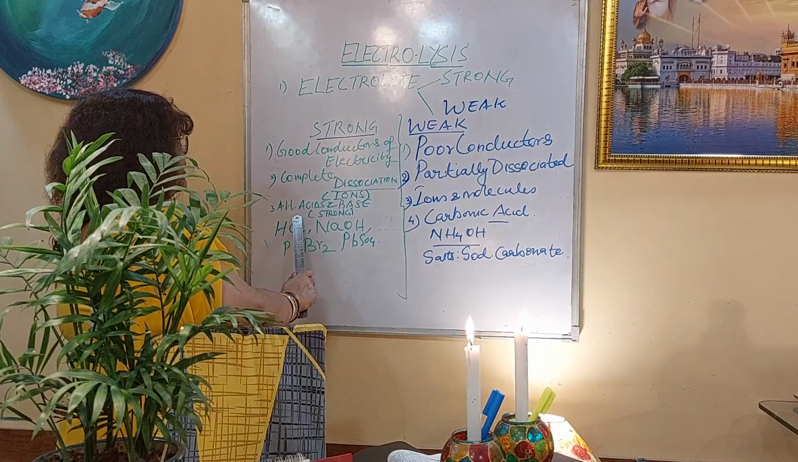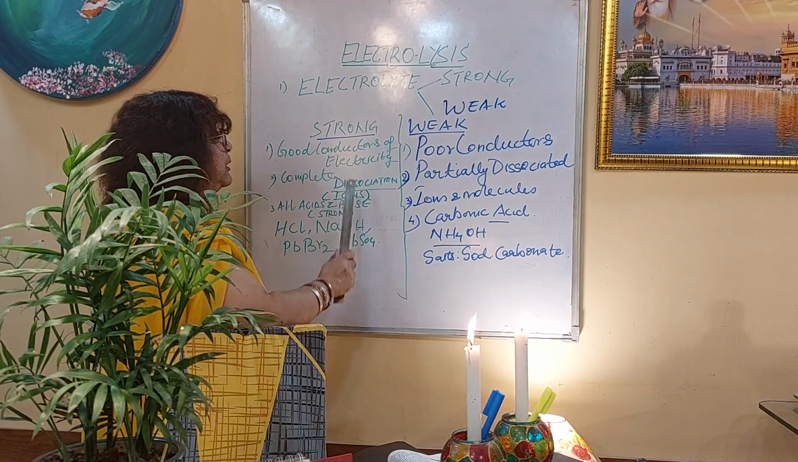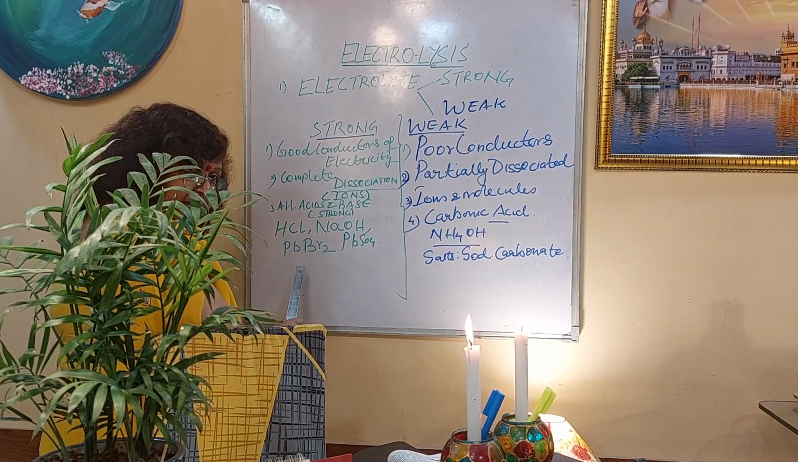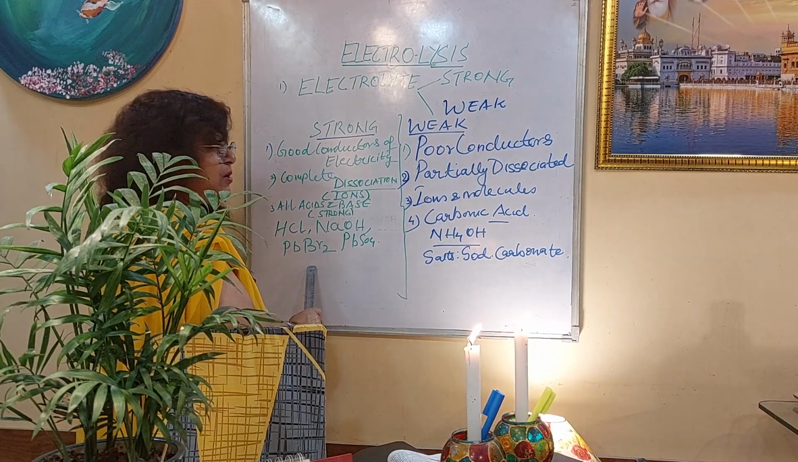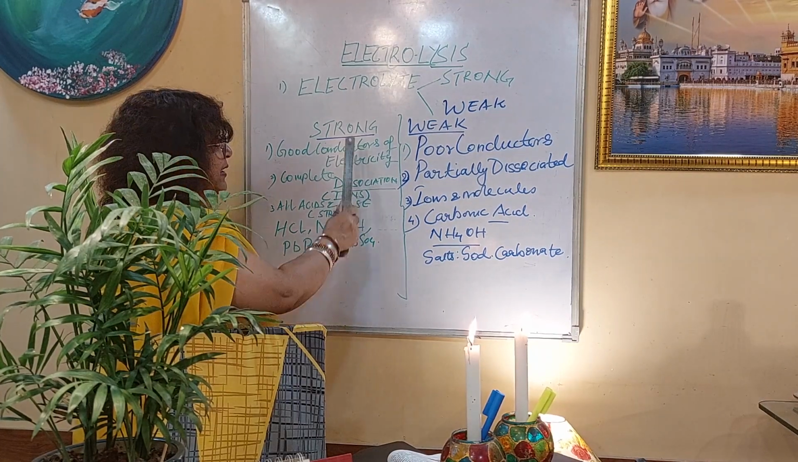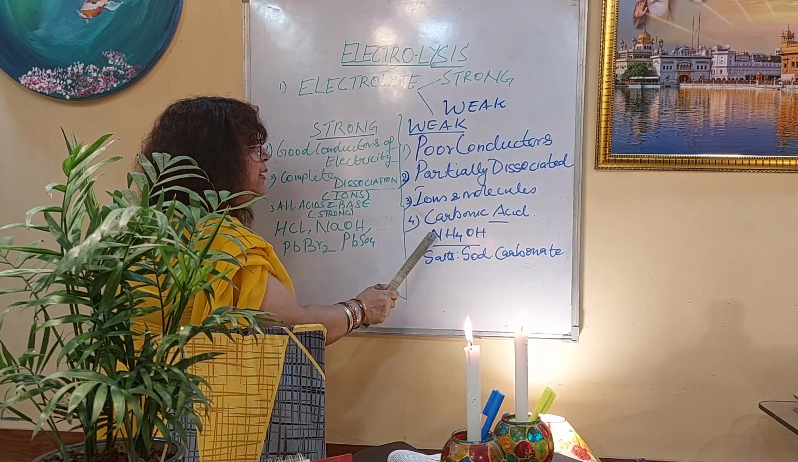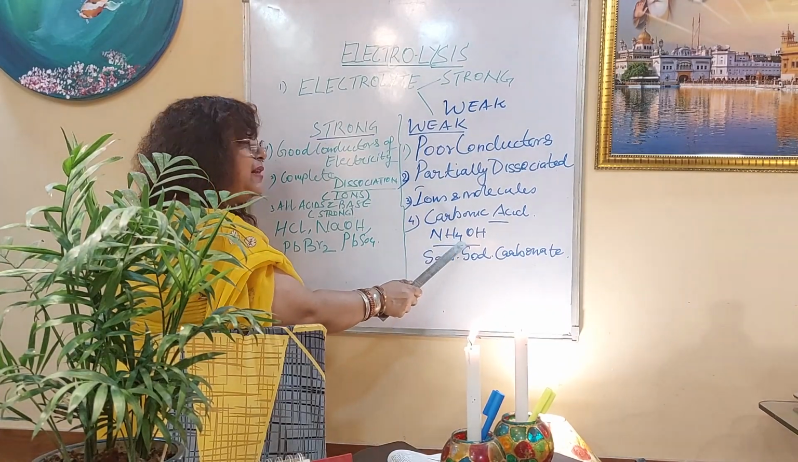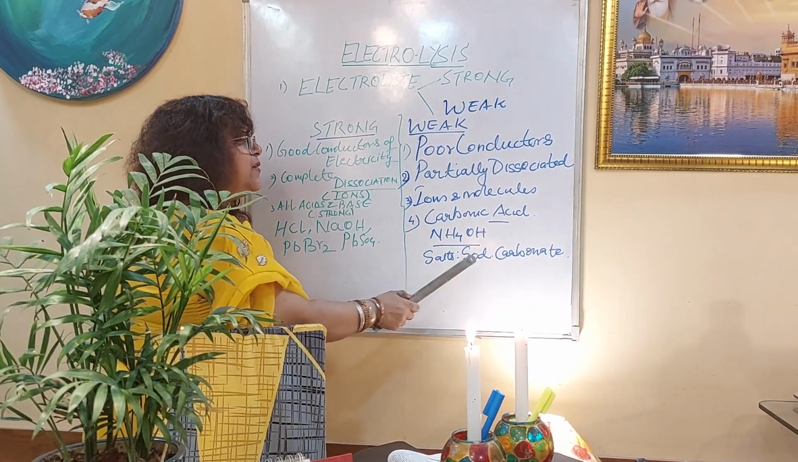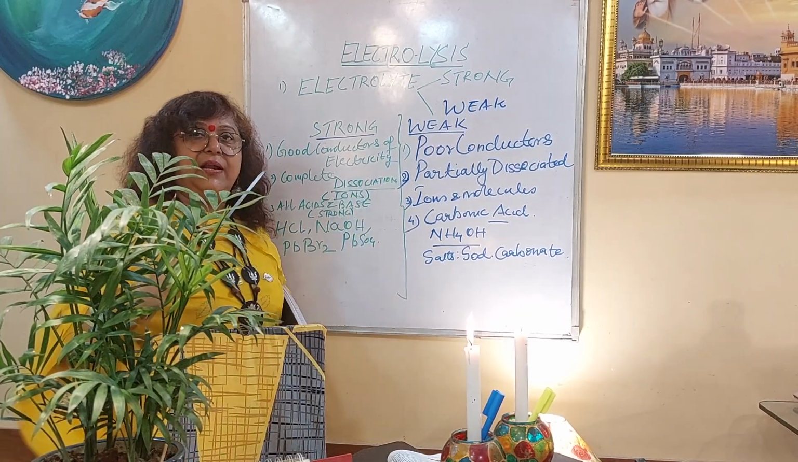Other examples of strong electrolytes can be all the strong acids and all the strong bases, like hydrochloric acid and NaOH. Electrolysis of lead bromide, which is there in your syllabus, and lead sulfate are examples of strong electrolytes. What about weak electrolytes? Some weak acids like carbonic acid, weak bases like ammonium hydroxide, and salts like sodium carbonate and sodium bicarbonate come under weak electrolytes.